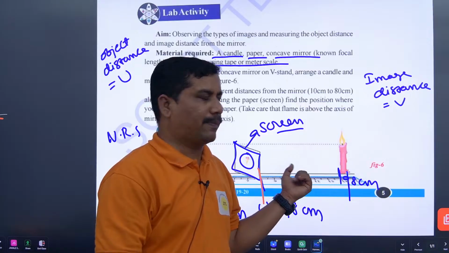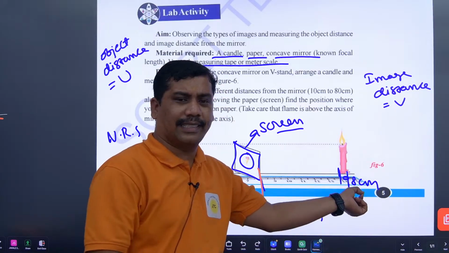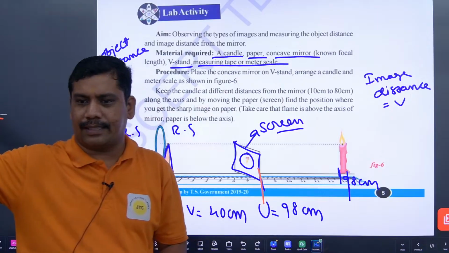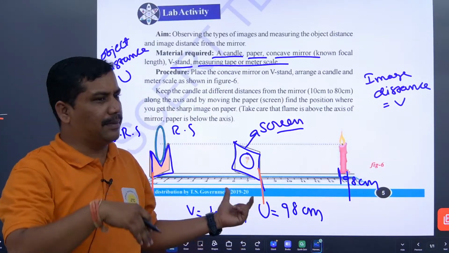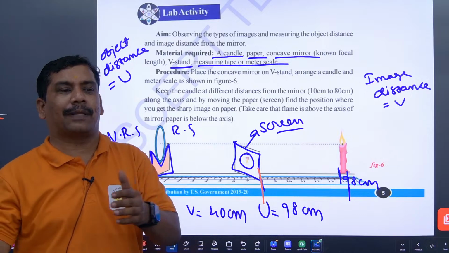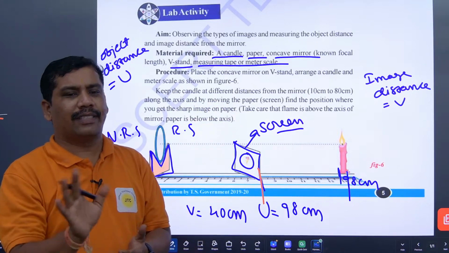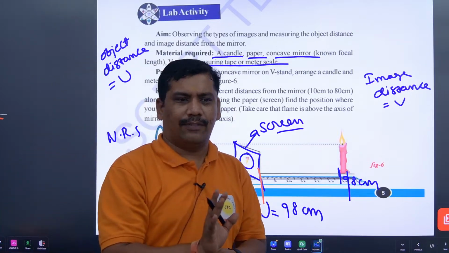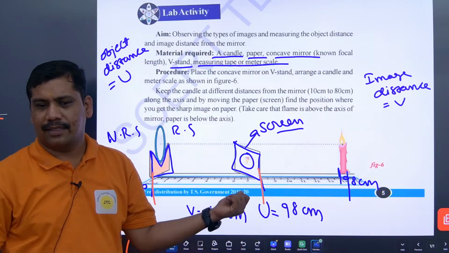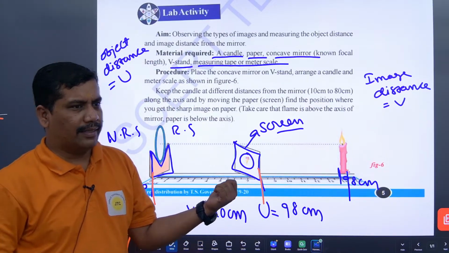Just to explain with one example, like now I have taken 98 centimeter. So you write something like, let the object be at 80 centimeter. Accordingly, you write some image distance. We'll do the practical also, but don't write that practical answer in the exam. Nobody will check that practically. Everyone, you write whatever you like of your own, 80 centimeter, this is 30 centimeter, like that.